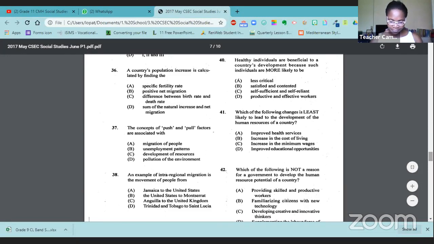Okay, B. Because if you have improved health services, that would lead to development because the human resource will be more productive because they'll be healthier. If you have increase in minimum wages, people will be encouraged or motivated to work. If you have improved educational opportunities, people will be empowered to work. So the one that would have the least effect would be the increase in the cost of living. 42.